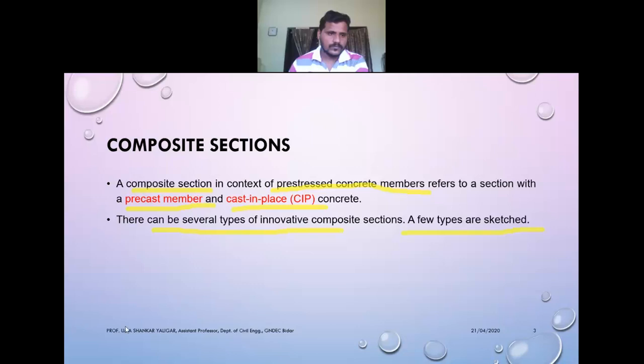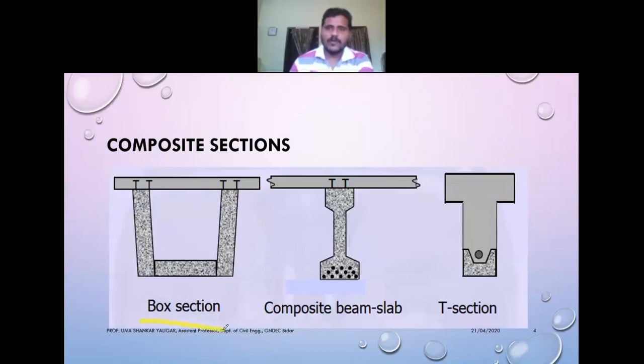Now the first one is the box section. Here we can see this section is precast, and then it is taken to the site. There the box section, this bottom one, is erected, but afterwards the top of this section, this flange section, is cast in place. This flange is cast in place, whereas the web part is a precast element. These types of sections are called composite sections. It is one example.